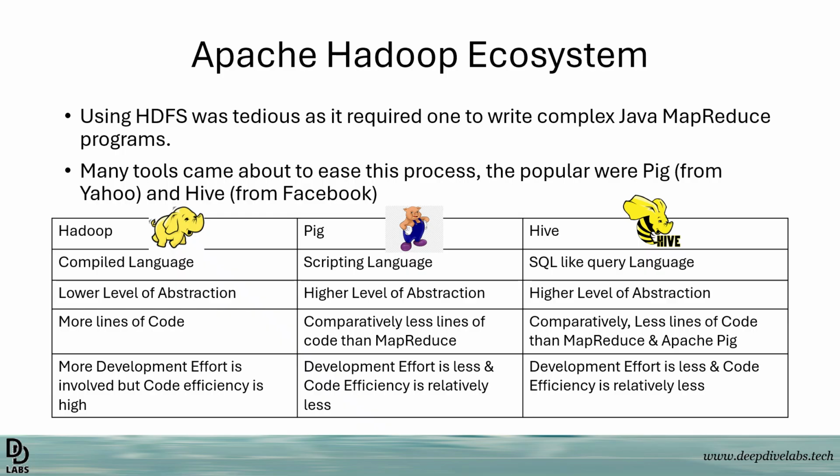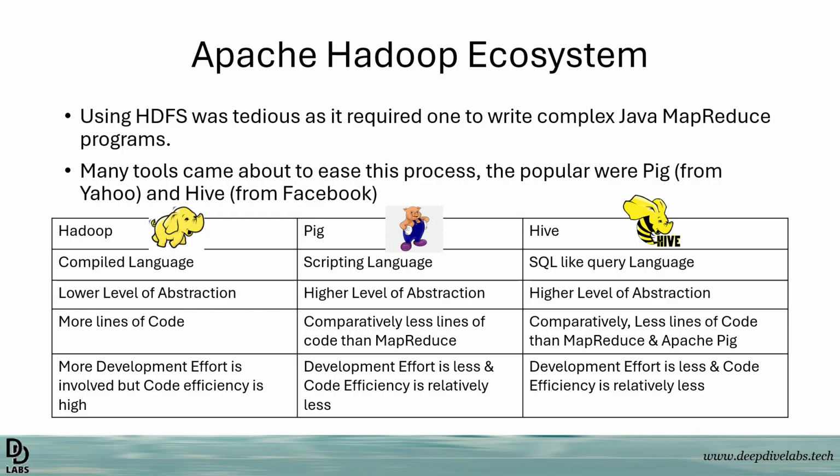Pig was one of the high-level languages. It was a scripting language, so it had a higher level of abstraction, with comparatively fewer lines of code than MapReduce. So you didn't have to write the MapReduce program in Java. Development effort was less, but code efficiency was relatively less as well, right?